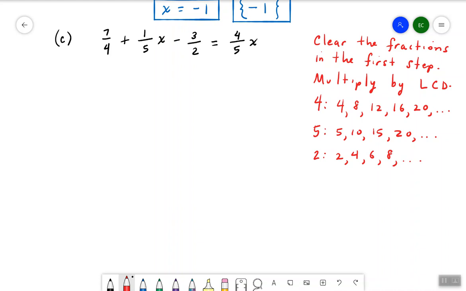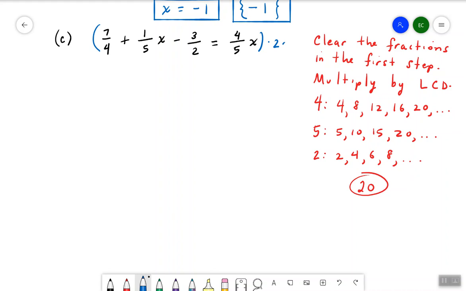And so when we say what's the least common denominator, we want the first number, the smallest number that appears in all 3 of these lists. Can you see what it is? It's 20. Okay, so what we're going to do is we're going to come back to the equation, and we're ready to start our work now.